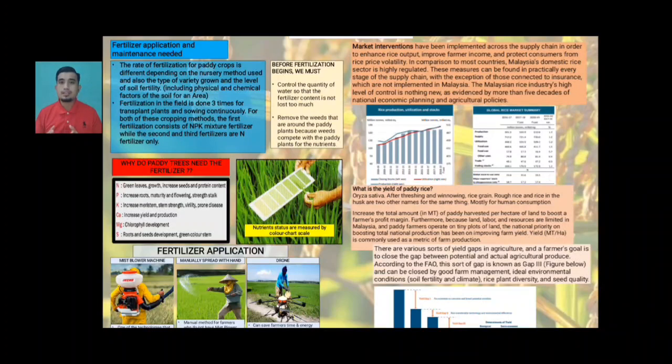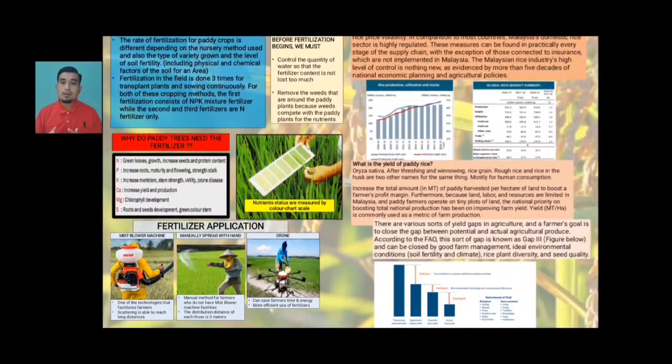The distribution distance of the throw is 3 meters, and this is the NPK. The most important fertilizer for paddy is N, which gives green leaves, growth, and also increased seeds and protein content. And then before fertilization is started, the most important thing to do is to remove the weeds around the paddy plants, because the weeds will compete with the paddy plants for the nutrients.